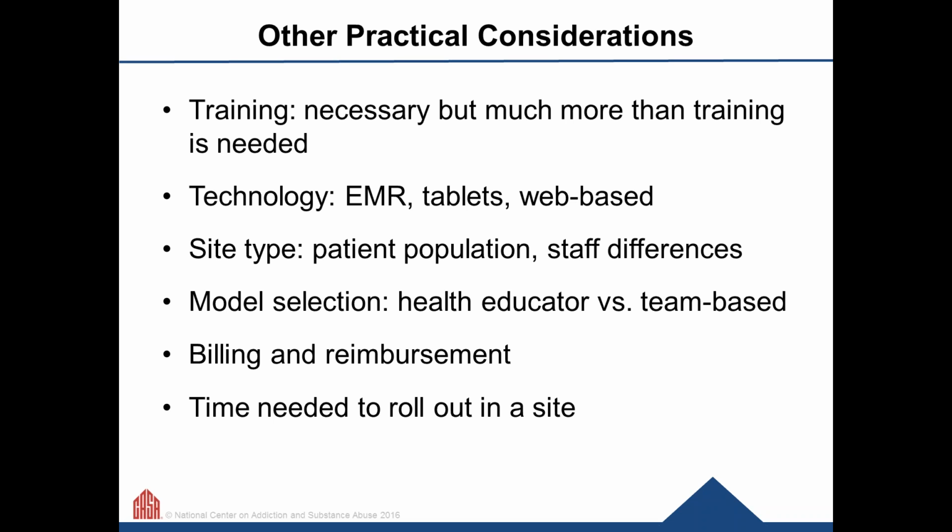Technology can really be helpful or can be a hindrance, as we found. So with electronic medical records, start very early in the process if you're considering putting any SBIRT components in the electronic medical record. We found it can take months, sometimes a year, to actually implement changes because of all the clearances that need to be done as part of changing anything in an electronic medical record.